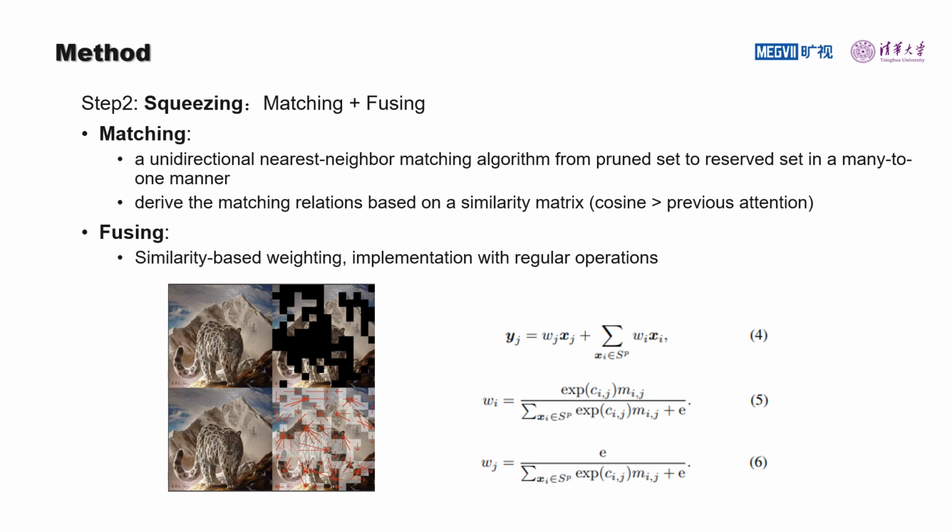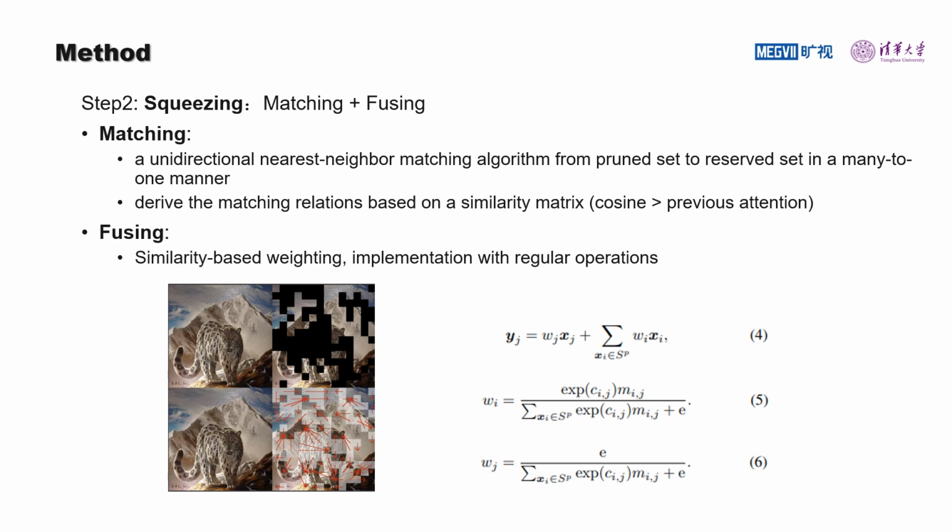For the second step, squeezing, it contains two parts, matching and fusing. For matching, as you can see in the left figure, that shows the real matching result of a snow leopard picture. Each pruned token matches with its most similar reserved token. So you can see it's a many-to-one way from the pruned token subset to the reserved token subset.